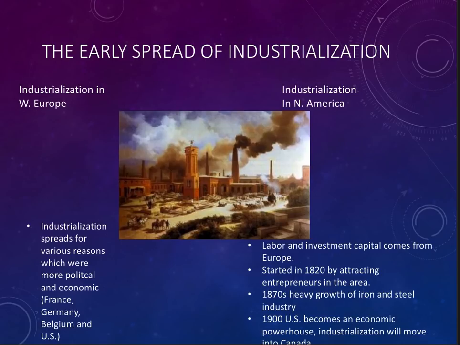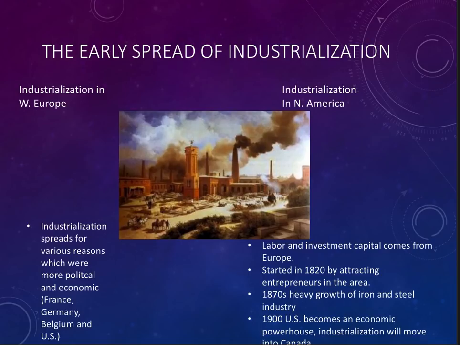Then you're going to see industrialization move into the US. In terms of industrialization in North America, we see labor and investment capital come from Europe. A lot of European owners, wealthy people, are coming into the United States and wanting to start similar factories to the ones they have over there in Europe. They think it's a great opportunity to come over here. For the United States, it's going to start in 1820, and like I said, a lot of entrepreneurs are going to come in and start these businesses.